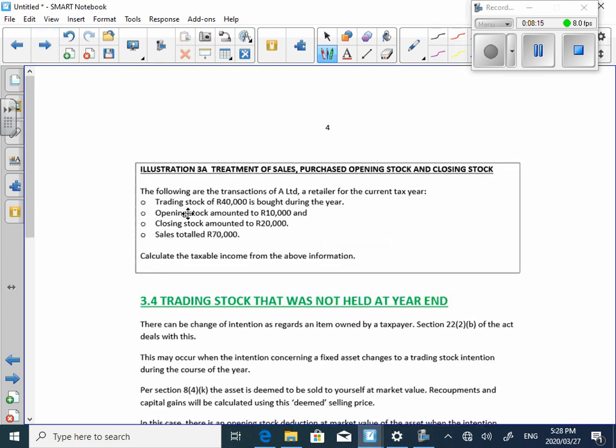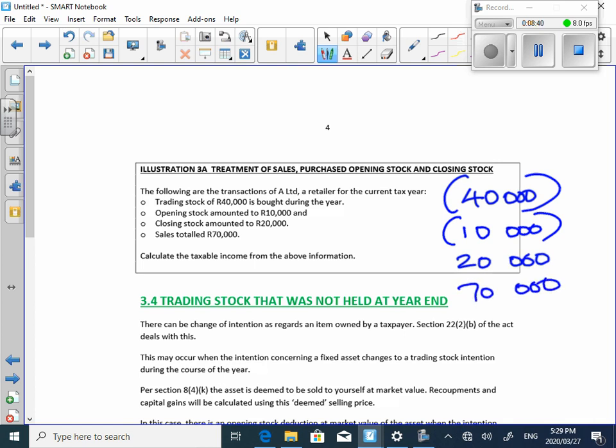So looking at illustration 3A. Trading stock of 40 is bought during the year. What are we going to do with that? It's going to be a 40 deduction. Opening stock amounted to 10. It's going to be a deduction of 10. Opening stock is treated as a deduction. Closing stock is valued at 20. Closing stock is treated as income. Sales totaled 70. That's treated as income.